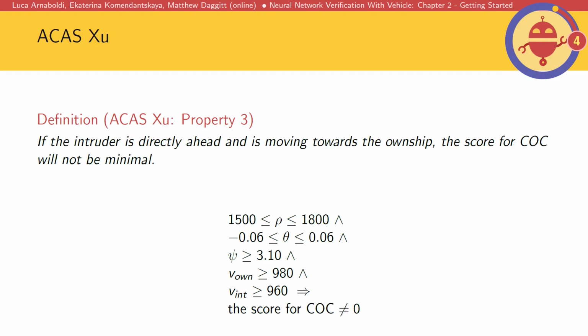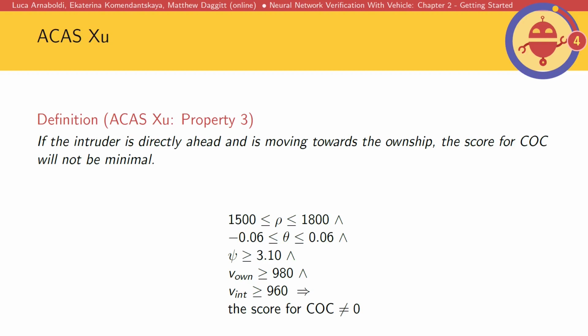It sounds slightly different. If the intruder is directly ahead and is moving towards the ownship, the score of clear of conflict will not be minimal. Makes sense, right? So if someone is moving towards you, please don't give the minimal clear of conflict signal because there will be a collision. So this one is about as sensible as you can get.